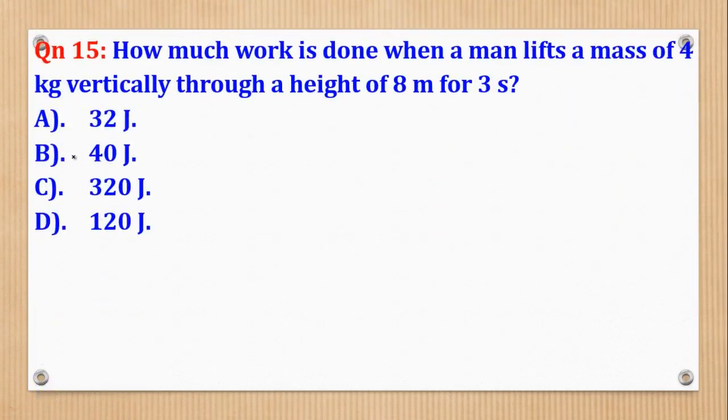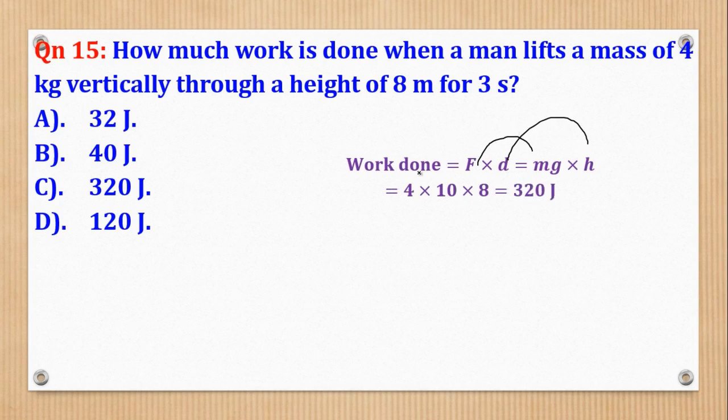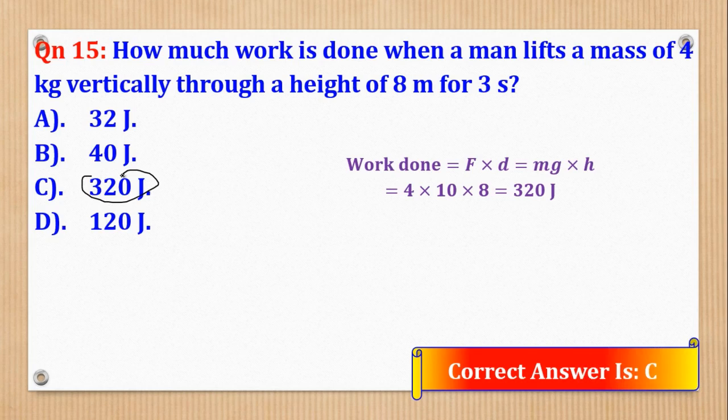Question 15, it says, how much work is done when a man lifts a mass of 4 kilograms vertically through a height of 8 meters in 3 seconds? So we know that work done is force times distance, and force is mg, distance is the height. So mass is that, g is a constant, and height is 8, to give you 320 joules. So the correct answer would be C. This is not okay, not okay, not okay. It's only this one.